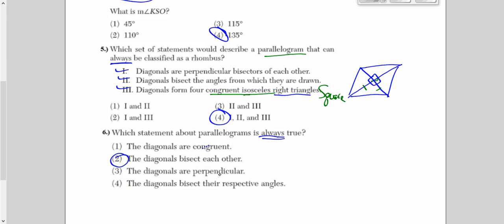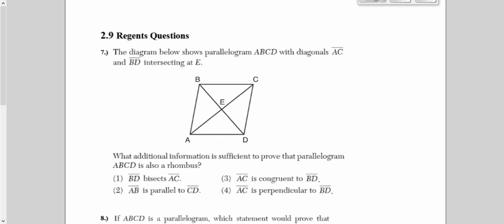Okay, moving along. Number 7. Do make sure you make note of the shape they say it is, okay? That is critical, because that's where you go to on your flow chart, or when it's in your brain, go to that part in your brain, your flow chart in your brain, okay? So they told us it is a parallelogram, and it's got diagonals in it. When additional information is sufficient to make it a rhombus.